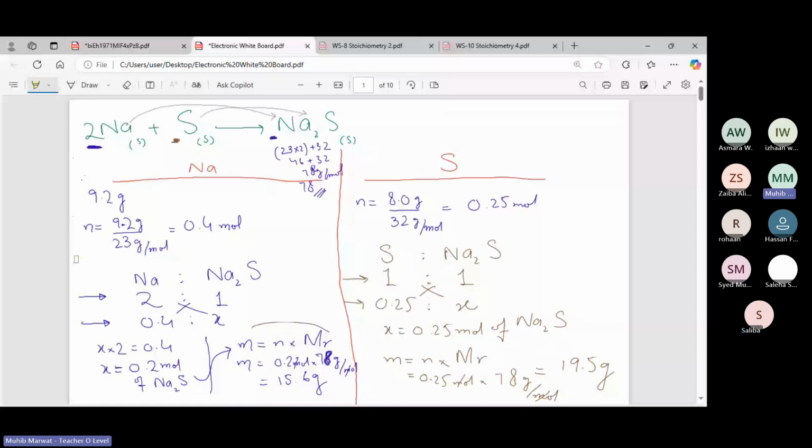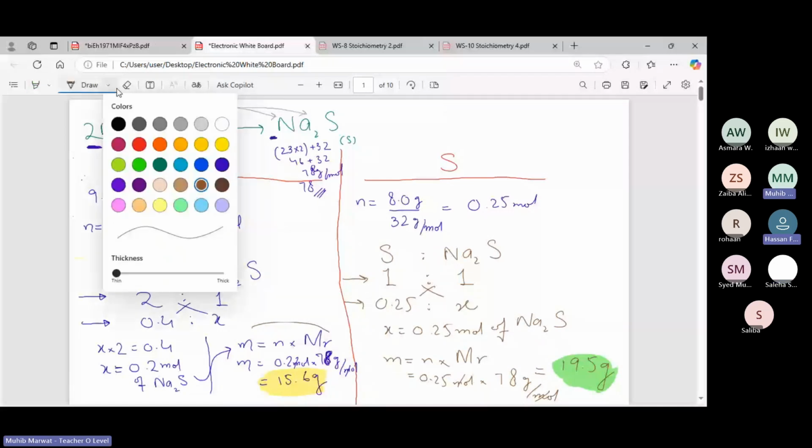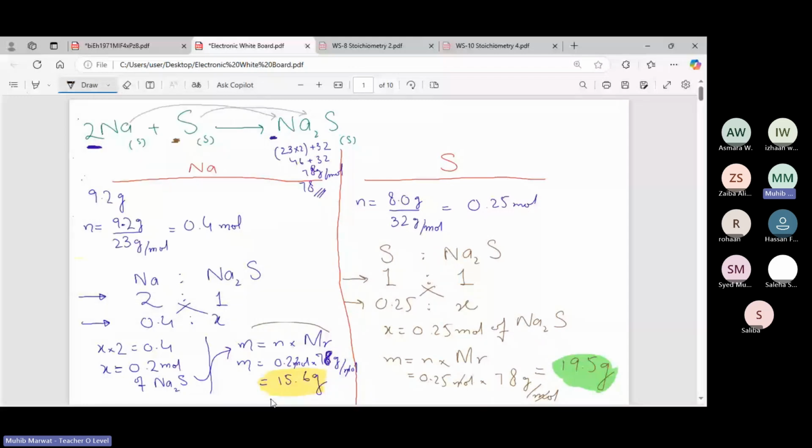Yes, excellent. So look at here. Sodium is producing 15.6 grams of sodium sulfide, right? And sulfur is producing 19.5 grams of product. So according to our definition that we have just learned, which is going to be the limiting reactant? Sodium. Yes. Why? Because sodium is producing the least amount of product. So this one is called the limiting reactant, and the sulfur will be the non-limiting reactant.